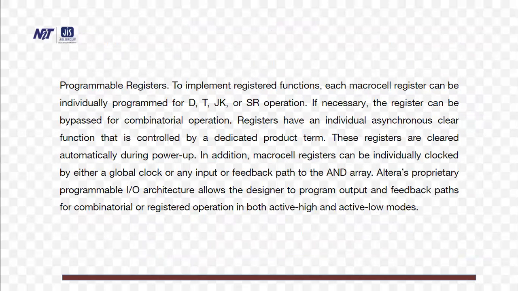Programmable registers. To implement register function, each macro cell register can be individually programmed for D, T, JK or SR operation. If necessary, the register can be bypassed for combinational operation. Registers have an individual asynchronous clear function that is controlled by a dedicated product term. These registers are cleared automatically during power up. In addition, macro cell registers can be individually clocked by either a global clock or by an input or feedback path to the AND gate array.